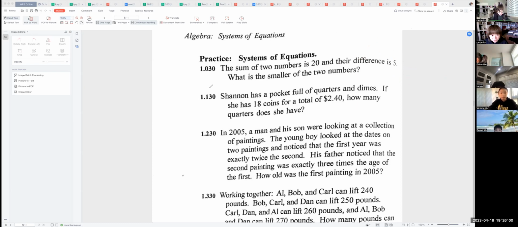Okay, so let's take a look at 1.13. Shannon has a pocket full of quarters and dimes. If she has 18 coins for a total of $2.40, how many quarters does she have?